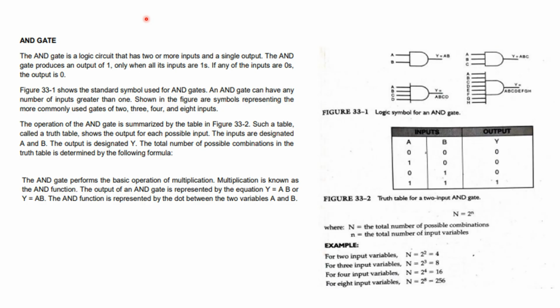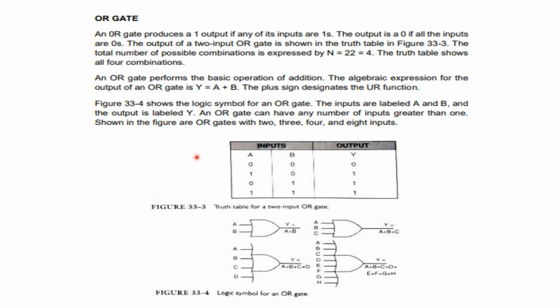So for the AND gate, if there is a 0 input, then the output is equal to 0. Again, for the AND, it's like multiplication: if there is a 0 input, then the output will automatically become 0. For the OR gate, if there is a 1 input, then the output is 1. So it's like you're using addition. For example, if there is a 1 input, then automatically the output is 1.